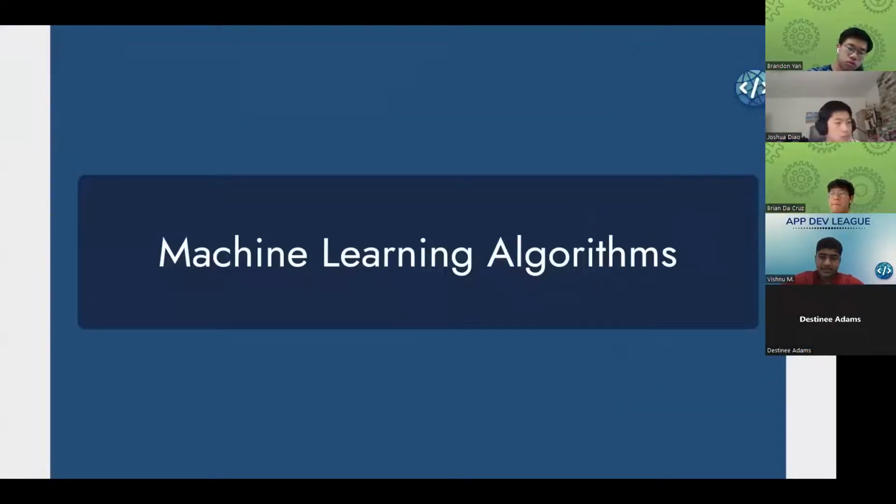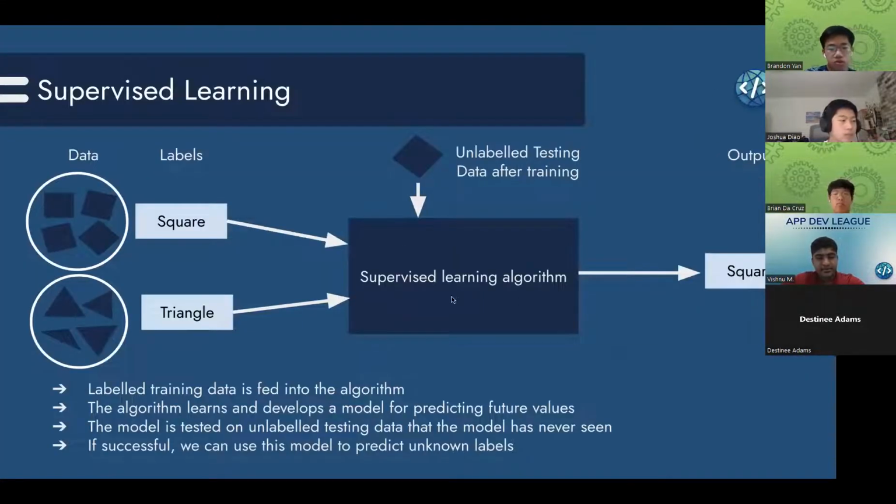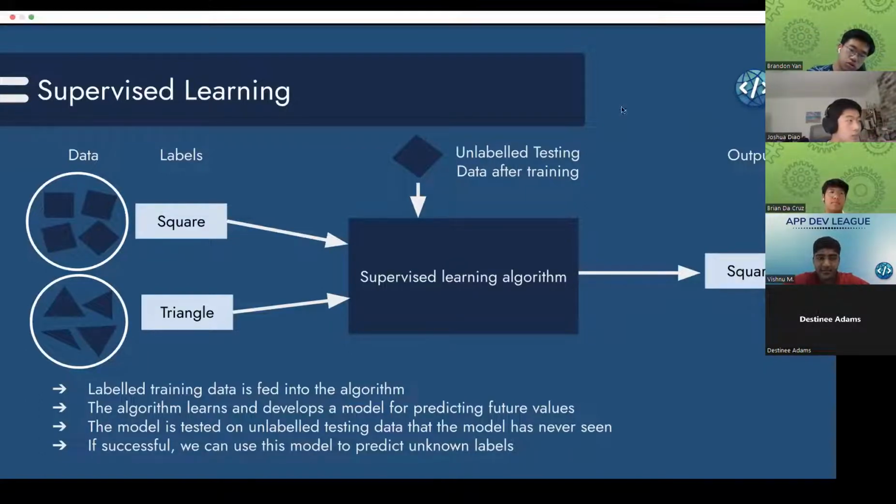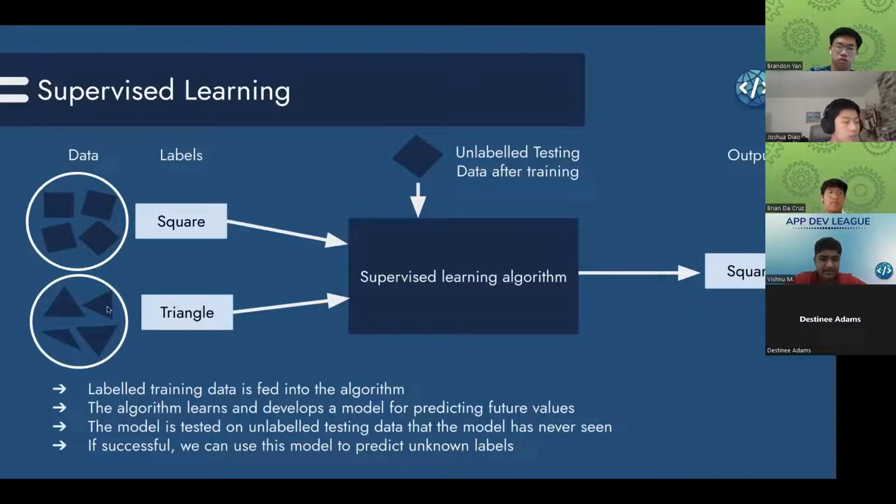So now let's look at some machine learning algorithms. First, we have supervised learning. Supervised learning is when a machine learning model is fed labeled training data. Labeled training data means that along with the data that's given, the machine learning model is also given the classification of the data. So say we're trying to create a classifier that splits these polygons into squares and triangles. In a supervised algorithm, you feed it labeled training data.